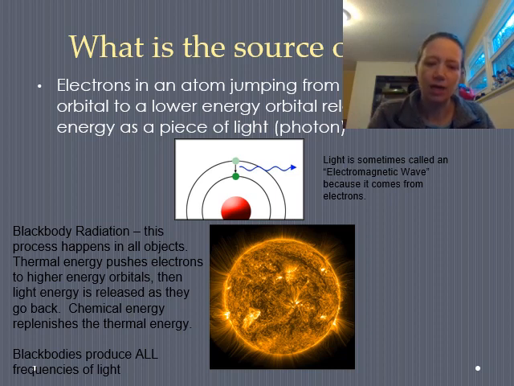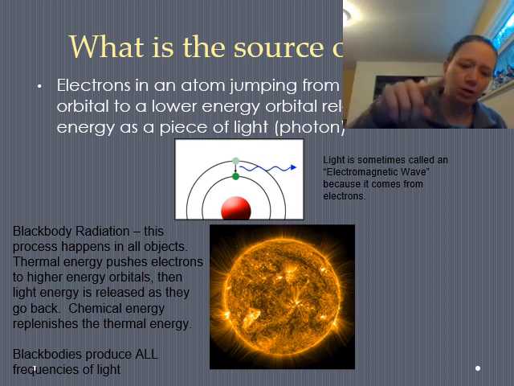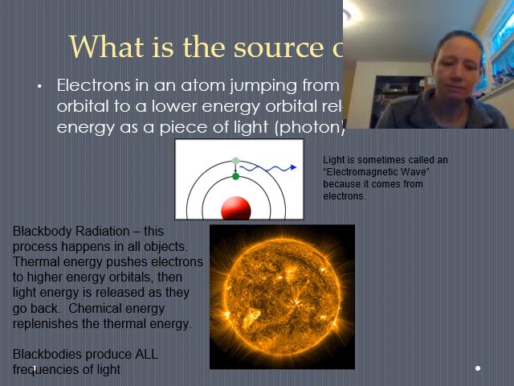Typically, there's some type of nuclear or chemical energy that is going to be replenishing the thermal energy. So what's really being used up over time is this chemical energy or the nuclear energy. So in the stars, for example, we use up the nuclear energy, turn it into thermal energy, then turn that into light energy. Black bodies are going to produce all the frequencies of light, which is kind of interesting, and we'll talk about what that looks like later on.